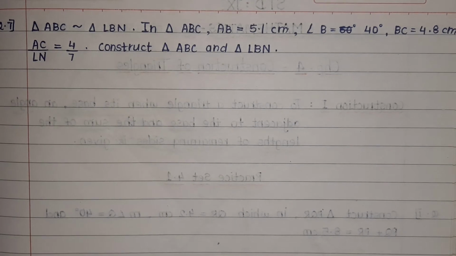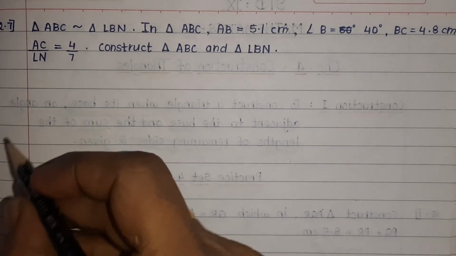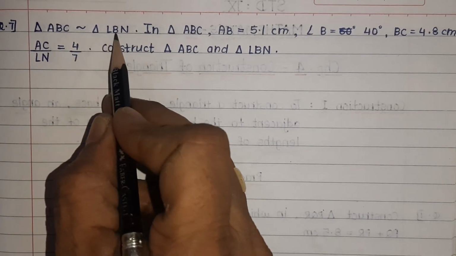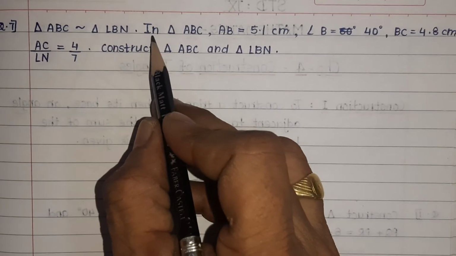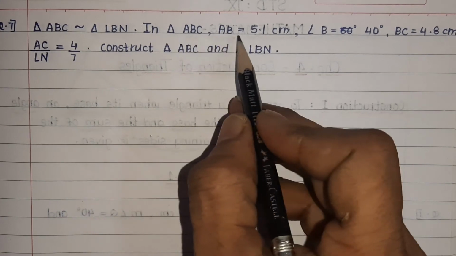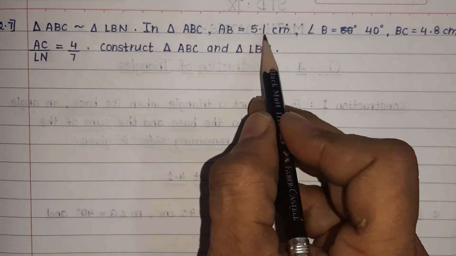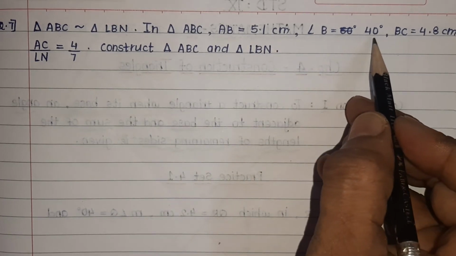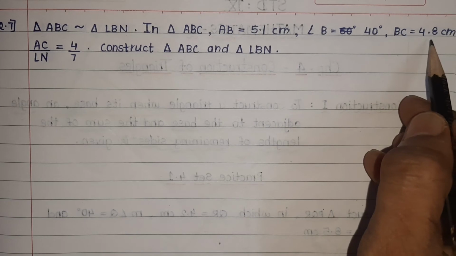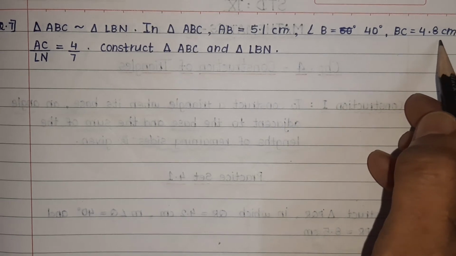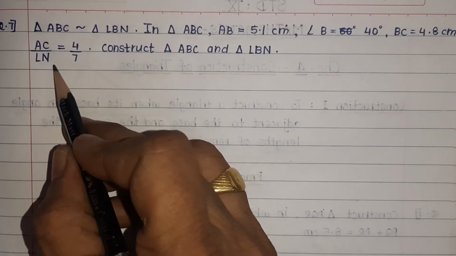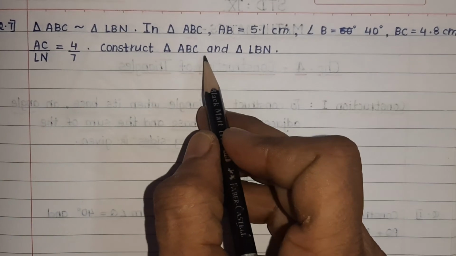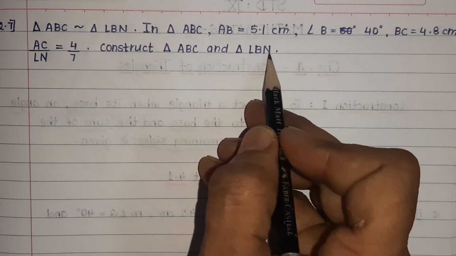Dear student, see the question number 7. Triangle ABC, similar triangle LBN. In triangle ABC, AB is equal to 5.1 centimeter. Angle B is 40 degree. BC is 4.8 centimeter. And AC upon LN is equal to 4 upon 7. Construct triangle ABC and triangle LBN.